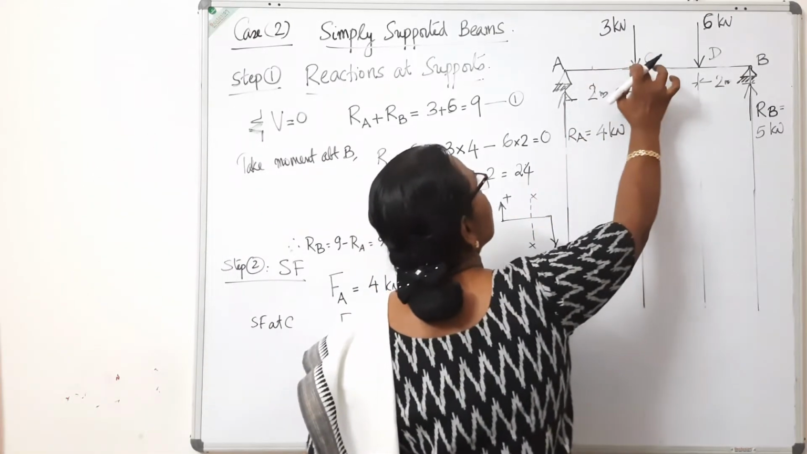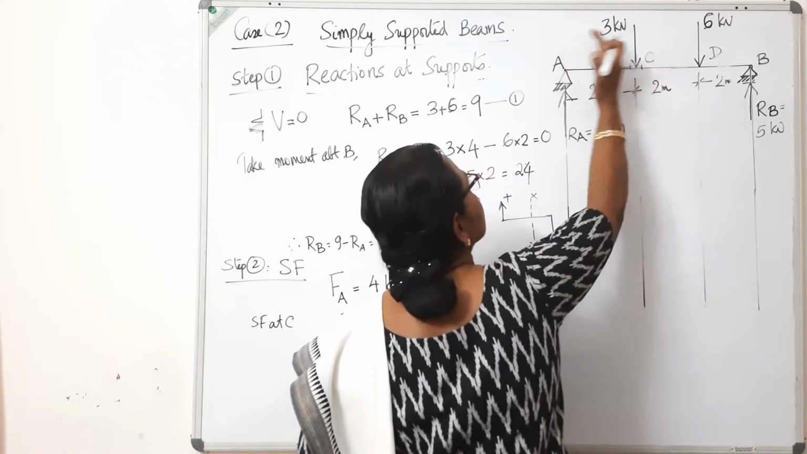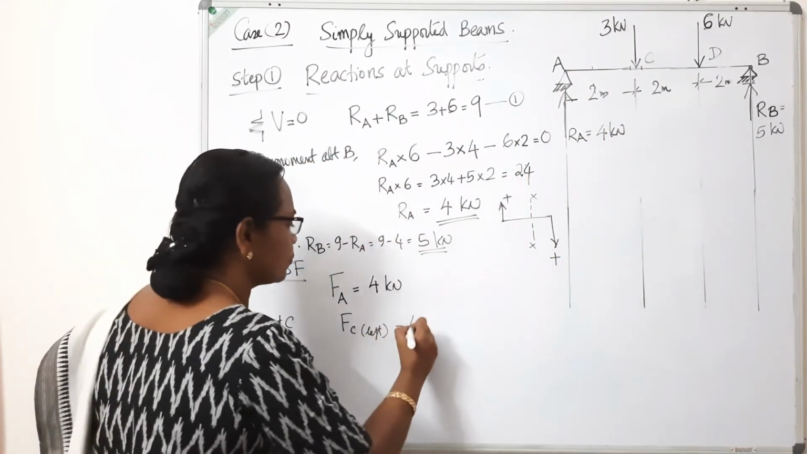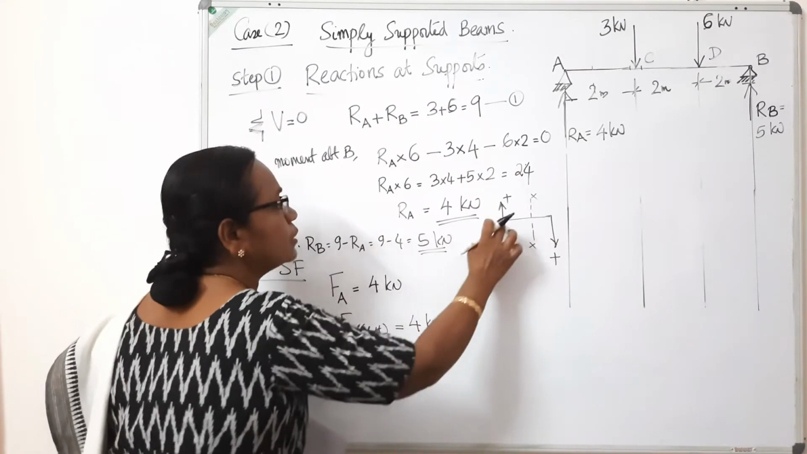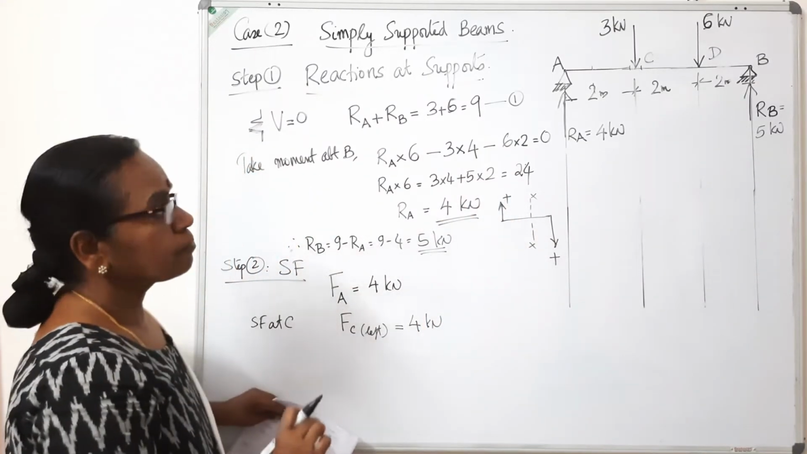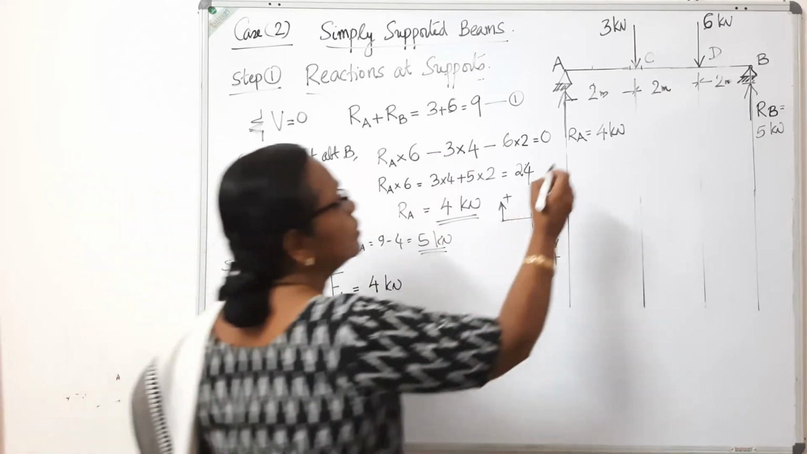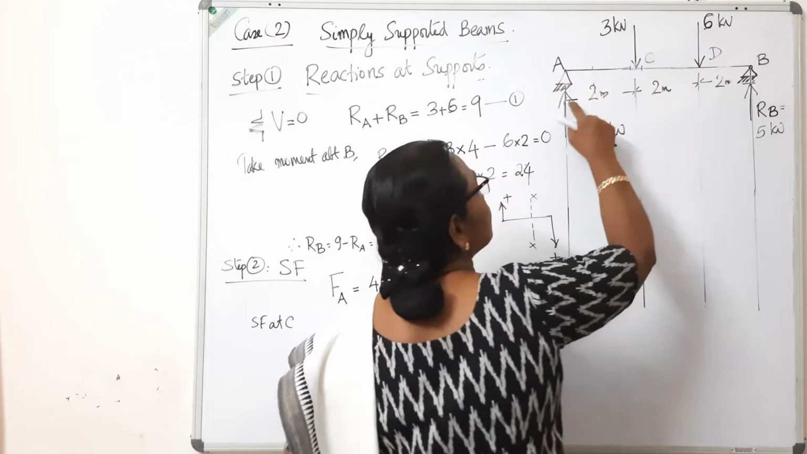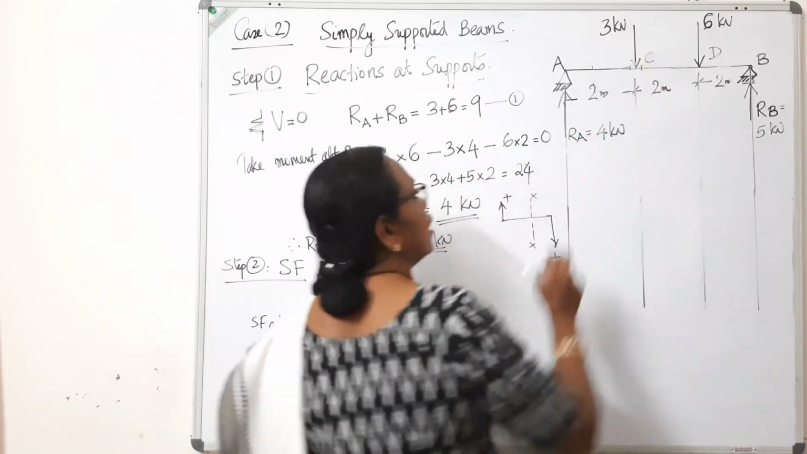You move this section up to this point. What is the load? There is only this load, this 4 kilonewton acting upwards. So just to the left of C, there is only 4 kilonewton acting upwards. So it is positive. When you move to the right side of C, if you consider the left of it, the 4 kilonewton acting upwards and 3 acting downwards.